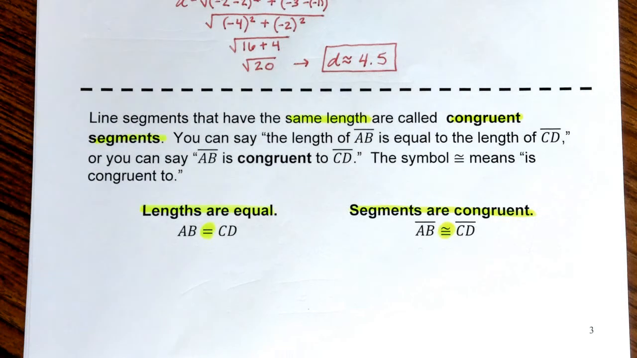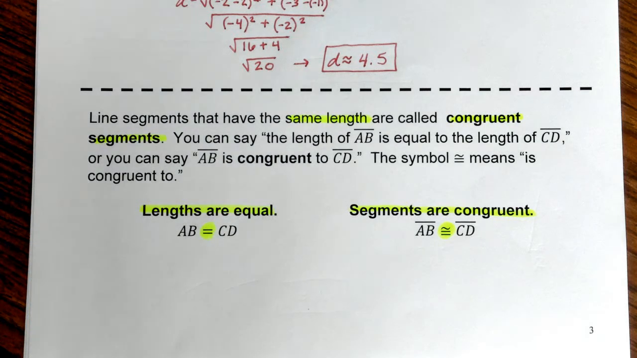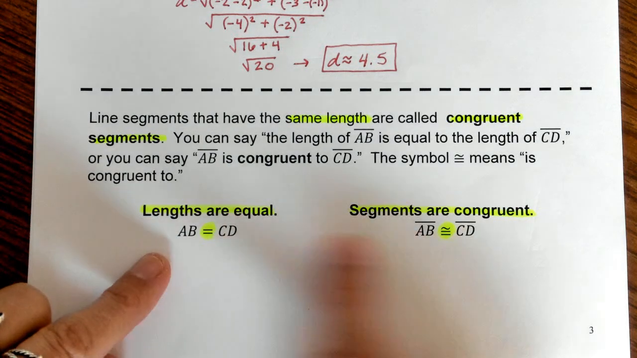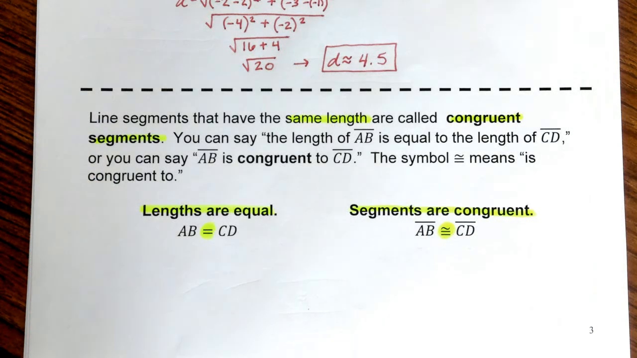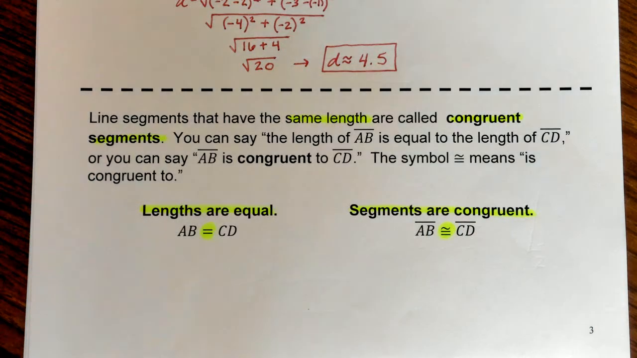Lengths cannot be congruent. Lengths are equal. Segments are congruent. Segments are not equal. Okay, so here's this to always refer back to, so we're not putting the wrong symbols in the wrong places. All right?